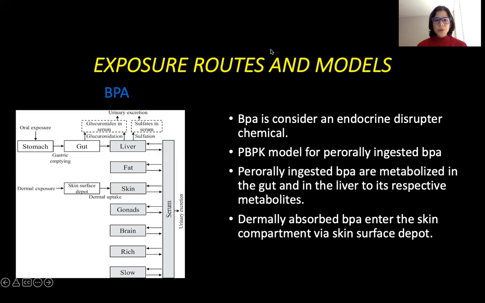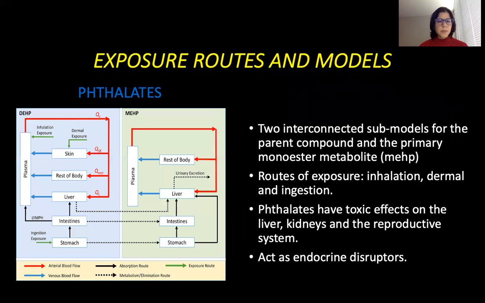So exposure routes and models, we can see one model that describes the exposure and the effects of BPA. As mentioned, it is considered an endocrine disruptor chemical. But orally ingested BPA is metabolized in the gut and in the liver to its respective metabolites. And dermally absorbed BPA enters the skin compartment via skin surface depot.